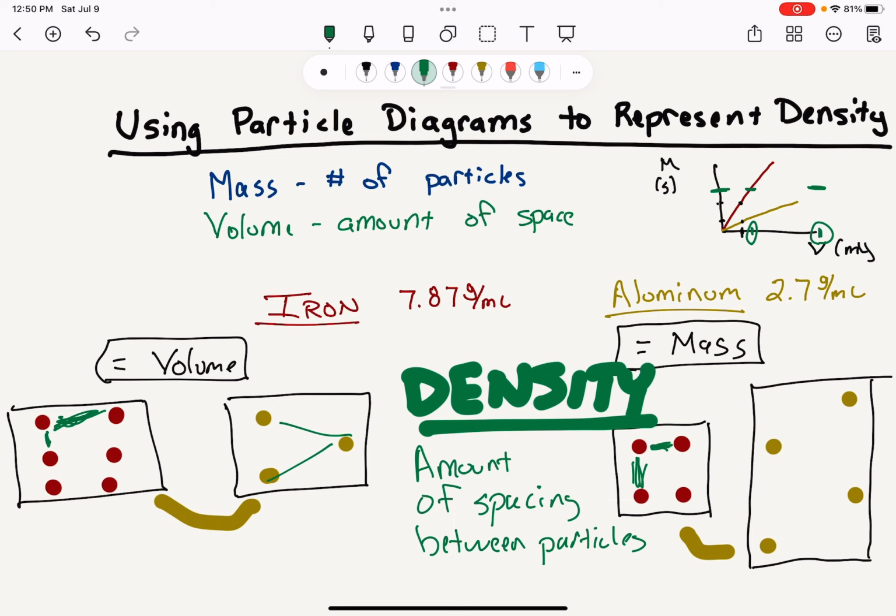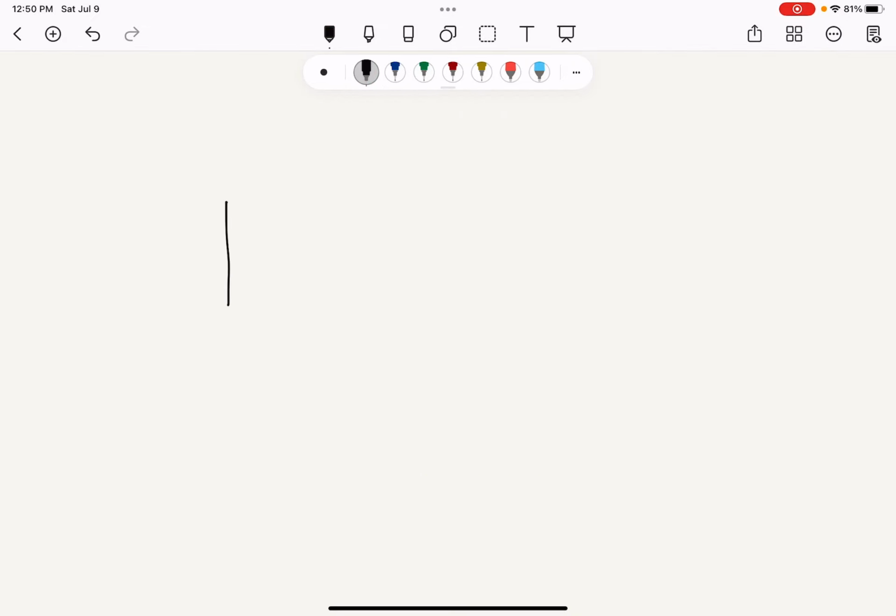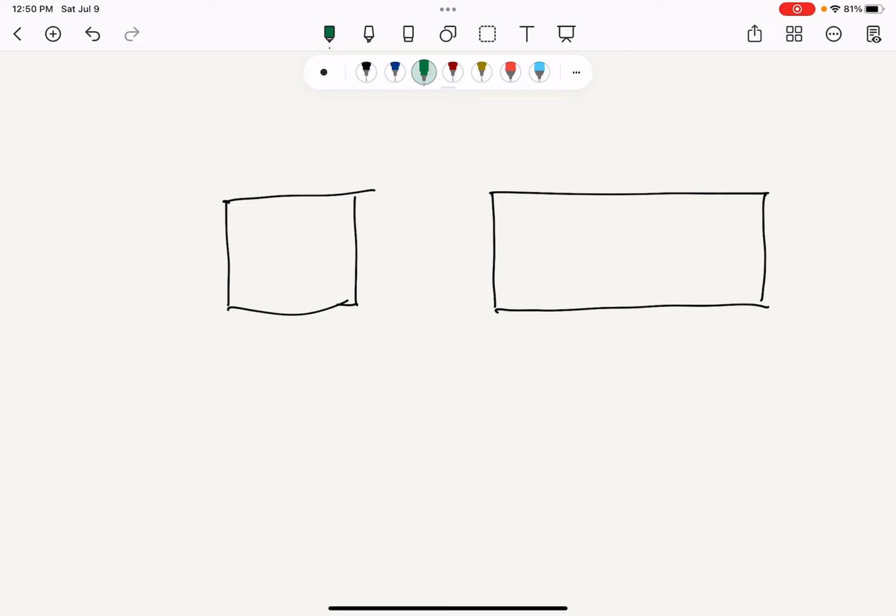So, when drawing particle diagrams, representing mass is the number of particles, volume is the amount of space, and the density is the spacing. Now, I was going to show you one more problem here, and let's consider this. I'm going to draw 2 boxes here, like that, and then I'm going to show particles that look like this. Okay. In this object, we have 2 different things, and let's talk about how their masses, volumes, and densities compare. Let's call this object A, and this object B.